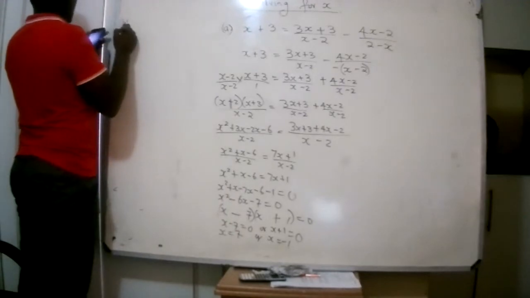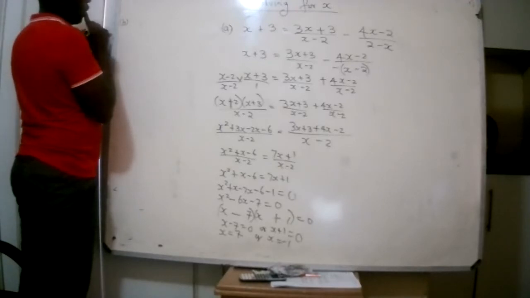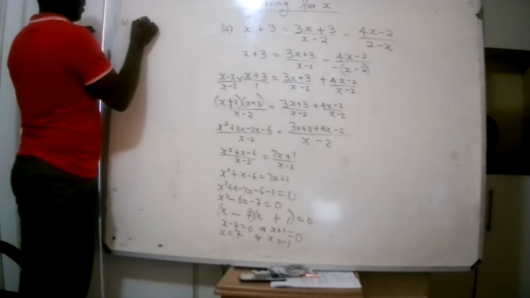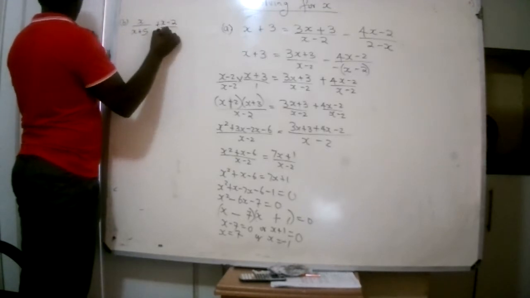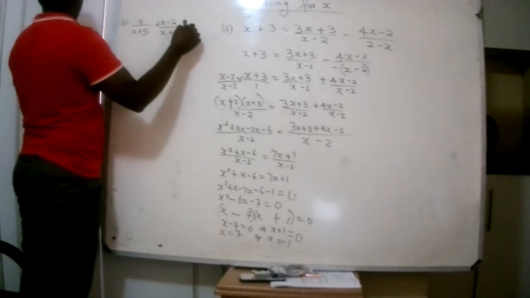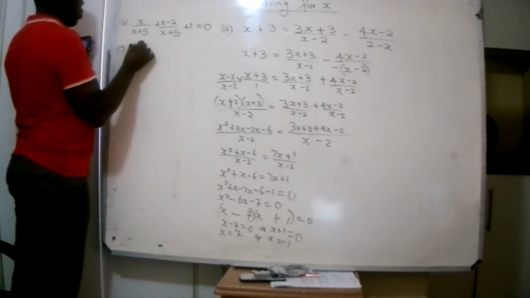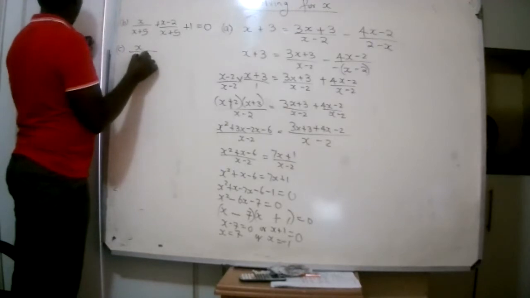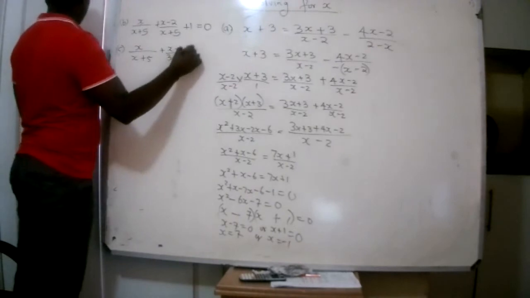So now I want you to try this second question here. I want to make it simple for you. So let's say we have x divided by x plus 5 plus x minus 2 divided by x plus 5. So I made this question easy for you. So question number C will then change it to be in terms of x plus 5 plus x minus 2 divided by 3 minus x plus 1.